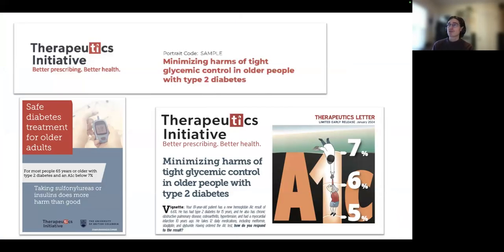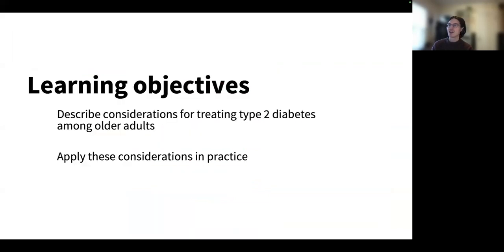And the content of this webinar today is actually directly taken from a recent portrait release, which was on minimizing harms of tight glycemic control among older adults with type 2 diabetes. That was accompanied by a therapeutics letter on that same topic. So really what I'm going to be talking about today is derived entirely from that content. And today we're going to review some of the key messages from those resources. I'm hoping that people will come away with some different considerations that they can apply in managing type 2 diabetes among their older patients.